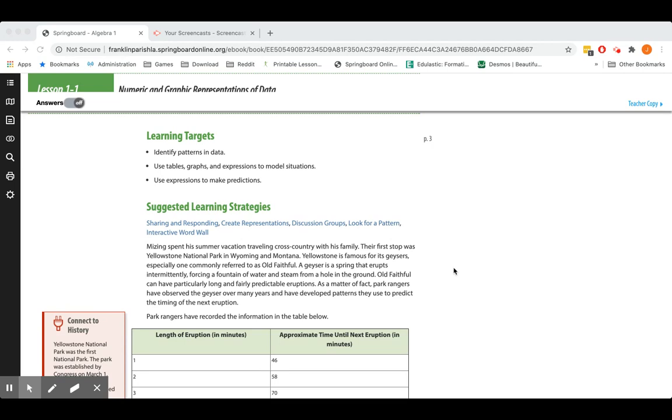Are they increasing or decreasing? Are they being multiplied or divided? Or is it some kind of combination of all of those? And all of those situations can happen.